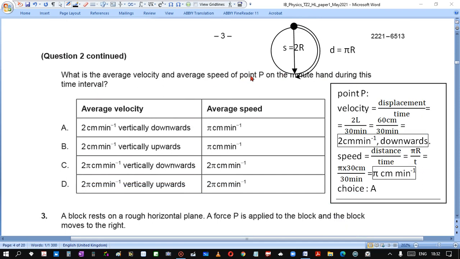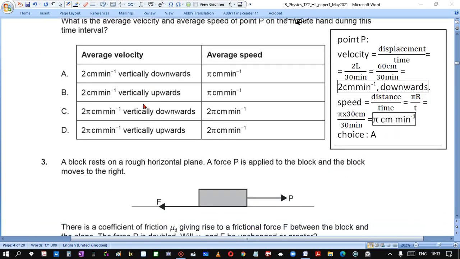Point P. So velocity is displacement over time. Displacement here is from initial point to final point, 2r, 2 radiuses, and we should divide by time to find velocity. So velocity is displacement over time, and we get 2 centimeters per minute. Distance it goes around, so distance is half circumference, so pi r. So we put pi r and we divide by time. So r is 30 centimeters. We get choice A.